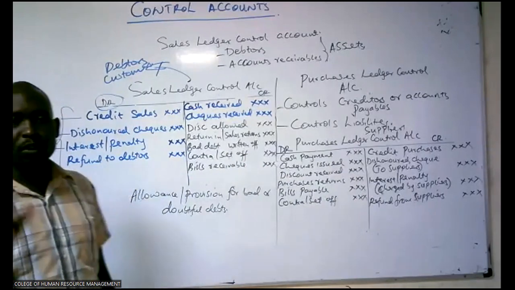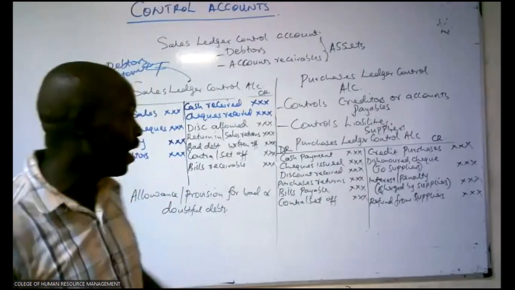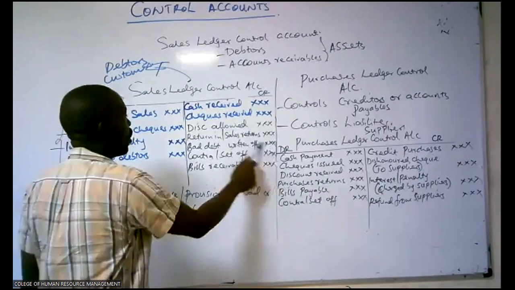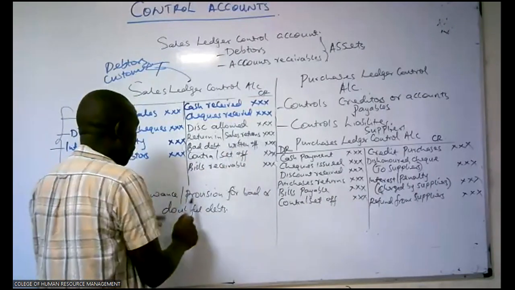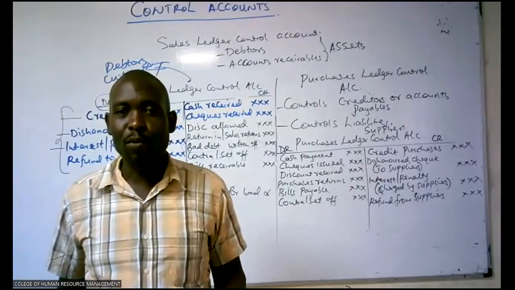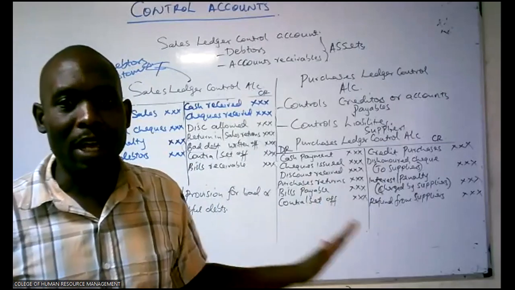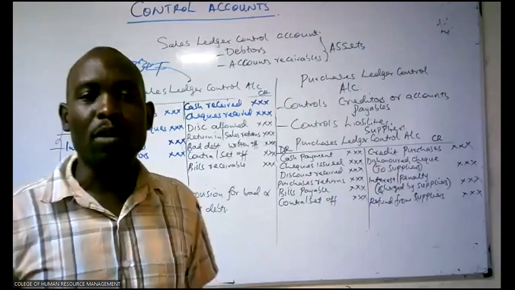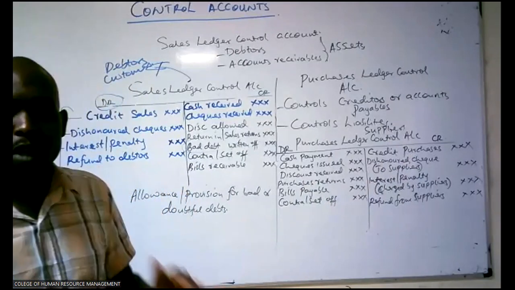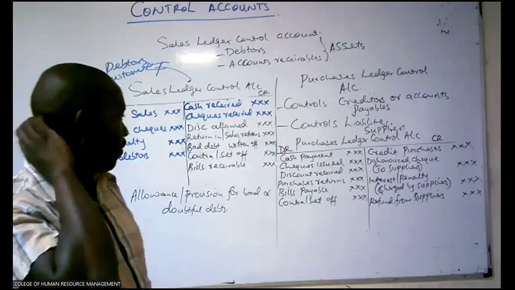Allowance or provision for bad or doubtful debts, they are not included in the sales ledger control account. What we normally use are only the bad debts written off. The provision or allowance, that is an estimate. We don't use them in the control account. We only use bad debts written off, the amount that has been confirmed to be irrecoverable. That is the only amount we use. The provision or allowance, never use it. You leave it.